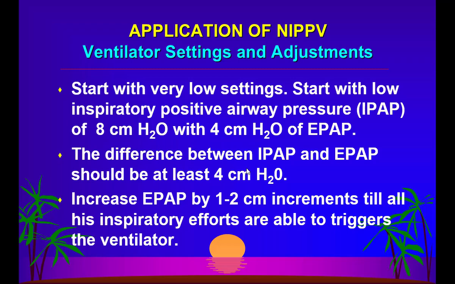8 is the IPAP. EPAP is 4. The gradient between IPAP and EPAP should not be less than 4. That is important. If it is less than 4, the patient will rebreathe and he will retain CO2. So that pressure gradient has to be maintained.